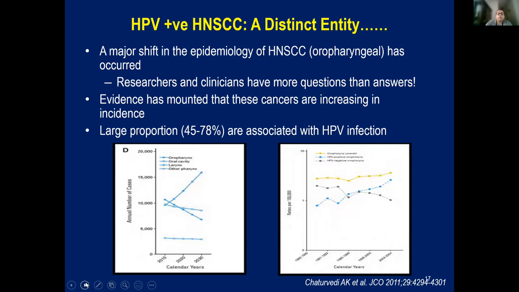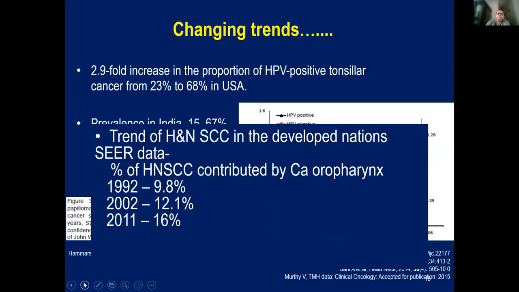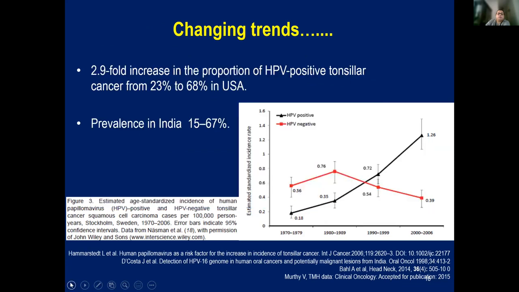So what happened? We all are familiar with this paper from Chaturvedi, which shows that clearly in the West what was witnessed was there was a definite decrease in other head and neck cancers, but the oropharyngeal cancers began to rise, and even amongst the oropharyngeal cancers, it was the HPV related cancers that were becoming higher. And this was not only true in the Americas, we started to see a similar trend even in Europe.